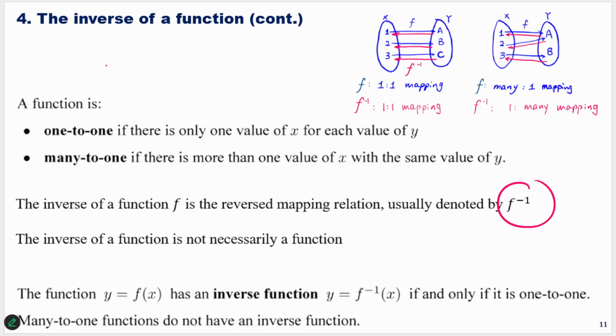And the function y equals f(x) has inverse function y equals f inverse of x if and only if it is 1-to-1. Here, if and only if means the two statements on both sides of the arrow are equivalent. Many-to-one functions do not have an inverse function. So be careful with the concept of the inverse of a function and inverse function. Sometimes they are different. Okay?